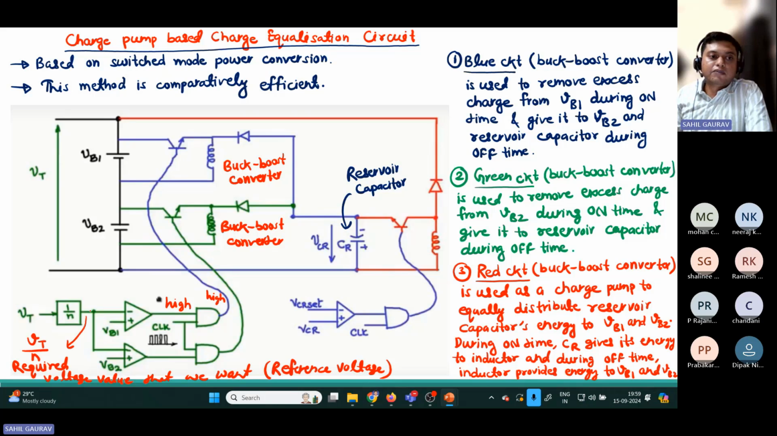Here, whatever voltage is coming, that is the difference value of Vt upon N. And if the battery voltage is greater than the reference value, it means that you have to remove the excess charge from the battery and it gets stored in the inductor. And during turn off time, it gets stored either in the other battery or in the reservoir capacitor.